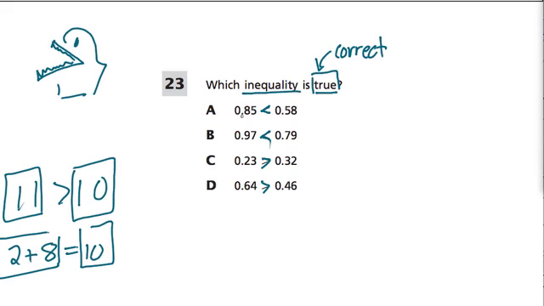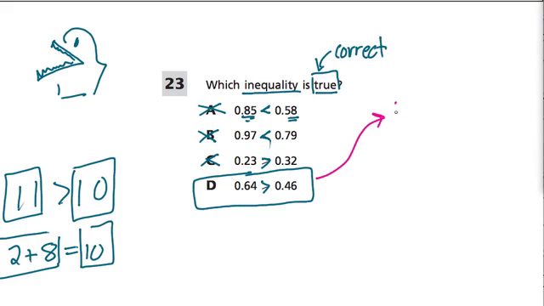So A, well, 0.85, we can think of money, it's like having 85 cents, or 0.58, which is like having 58 cents. So this is not true, because 58 cents is less than 85. Here in B, same idea, this is incorrect because 79 cents is not bigger than 97 cents. Here C is also incorrect because 23 cents is not bigger than 32, but D is correct because 64 cents is larger than 46.